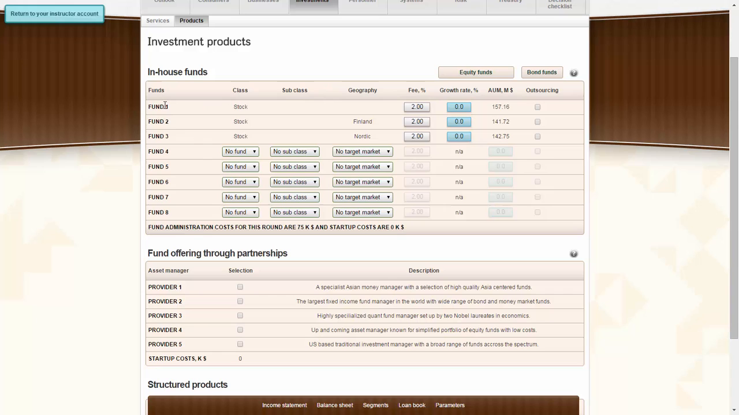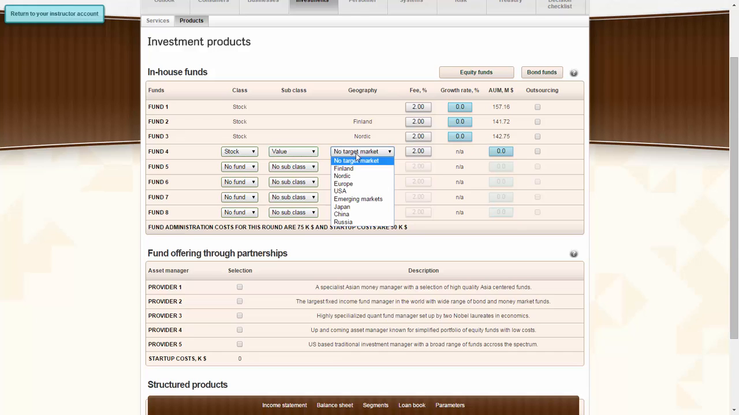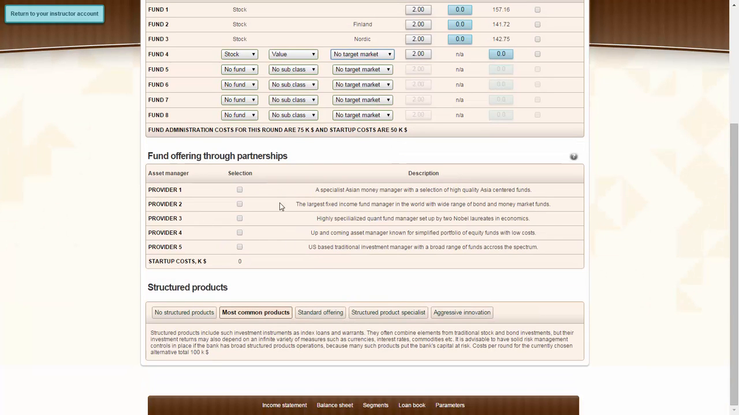The product page includes different investment products that we can offer, and there are in-house funds. There are 3 readily made funds, and then we have the option to create additional funds. The fund class between stocks and bonds, let me just pick stock fund, and then there are different subclasses that we can choose, let's say value, and then we can decide the target market, and then we decide the fees. So this way we can create new funds here. Then we can decide about fund offerings through different partnerships, and then there's also the option to create these structured products.